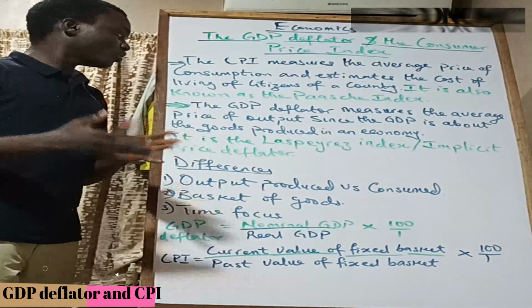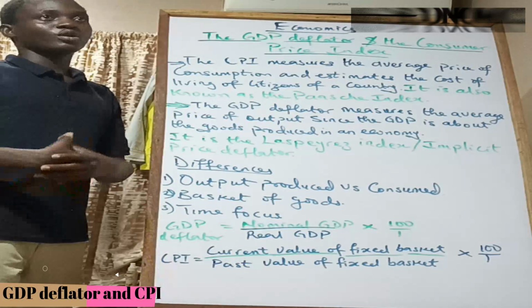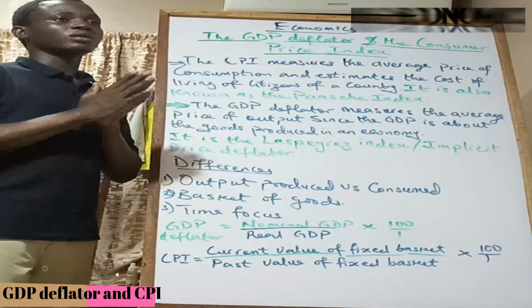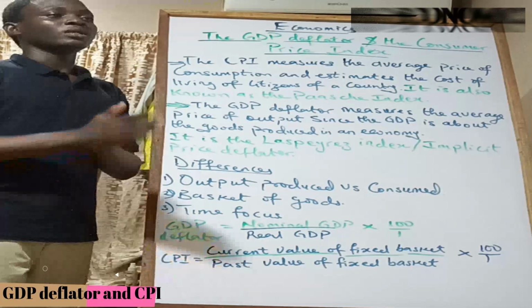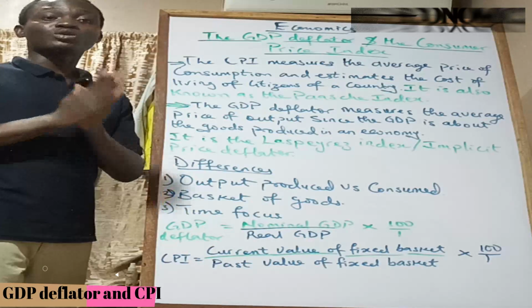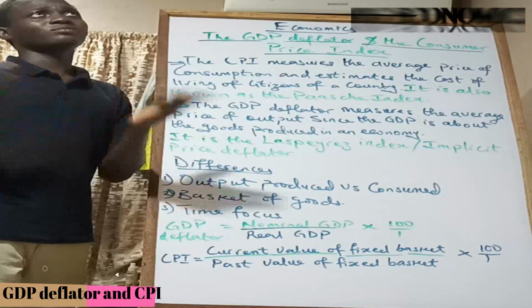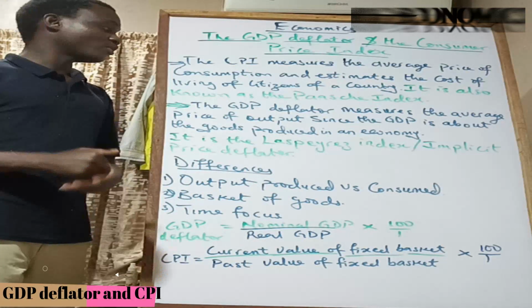Then the other one is what we call the GDP deflator. Gross domestic product is talking about output produced in an economy. So this is the measurement of the average price of the goods and services produced in an economy. You may now be wondering, why are we studying these two things? Are they not the same? They are not the same. They have a couple of differences.